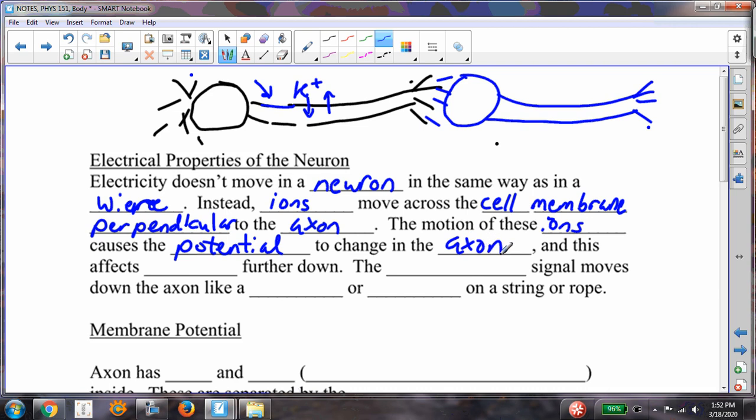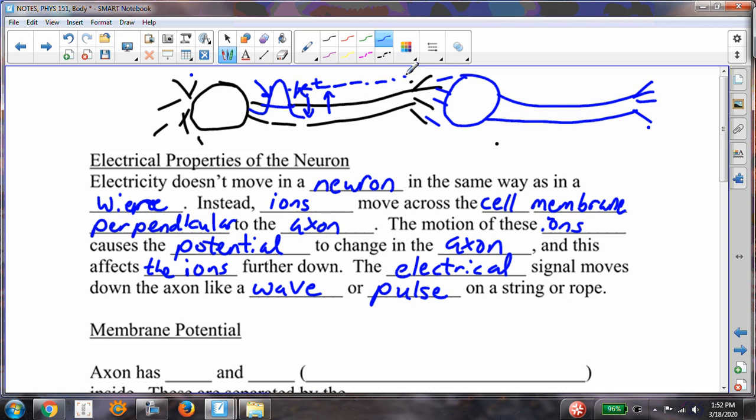And then this affects the ions further down the axon. The electrical signal then moves down the axon like a wave or like a pulse on a string or rope. Like if you're doing the thing in the gym with the ropes and you have this pulse that moves up and down, the rope isn't actually traveling up and down. It's just you have this energy wave that goes through, and that's sort of like what's happening: I have this wave of potential that propagates down the axon.